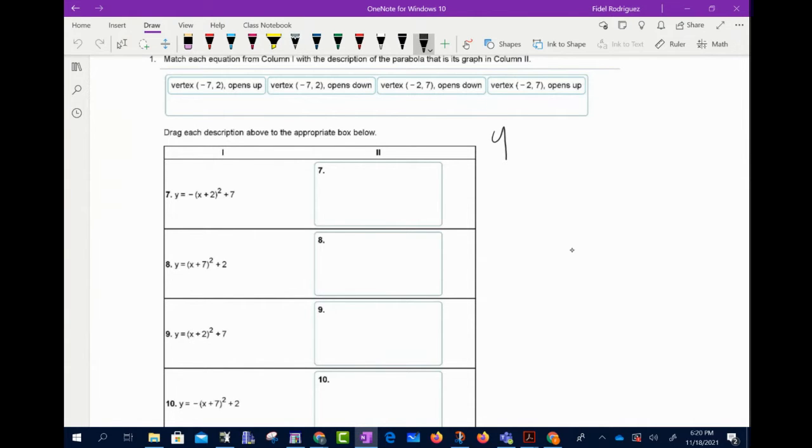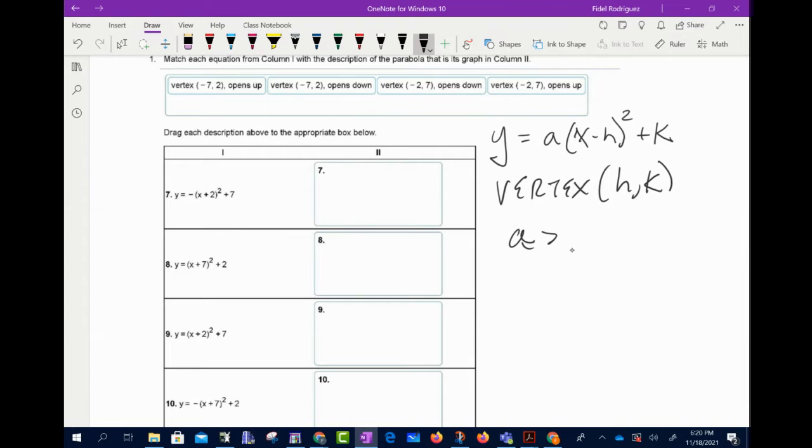As we're doing these problems, I'm thinking of the formula for our quadratic function or parabola. This is the basic formula, right? And then we have something called the vertex, and the vertex is just a point (h, k). Then my number a, if my number a is greater than zero, that just means it's positive, then my graph opens up, and if my number a is less than zero, meaning it's negative, then my graph opens down.